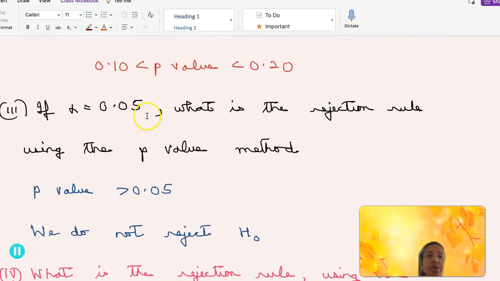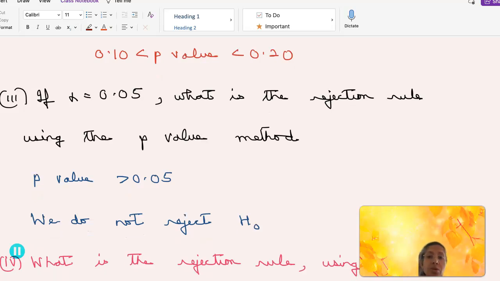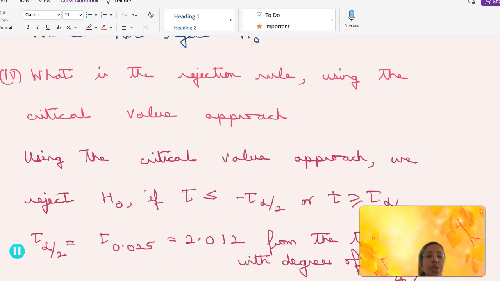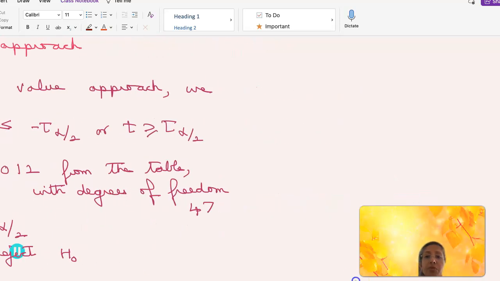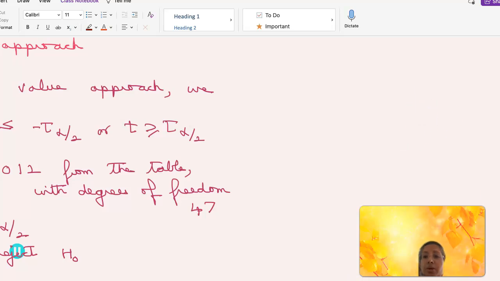And if alpha equals 0.05, what is the rejection rule using the p-value method? The p-value is greater than 0.10, which is greater than 0.05, so we do not reject H0. We reject H0 if the p-value is less than or equal to 0.05. What is the rejection rule using the critical value approach? Now, using the critical value approach, we reject H0 if t is less than or equal to minus t alpha by 2 or t is greater than or equal to t alpha by 2. Now, t alpha by 2 is t 0.025. So again you look at the table with the degree of freedom as 47 and 0.025.